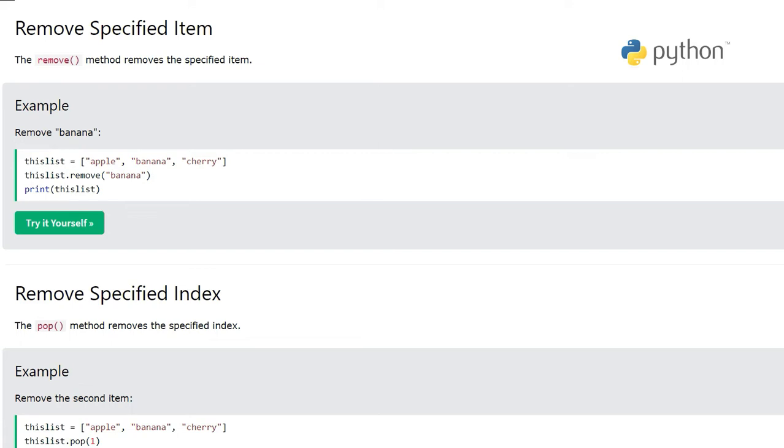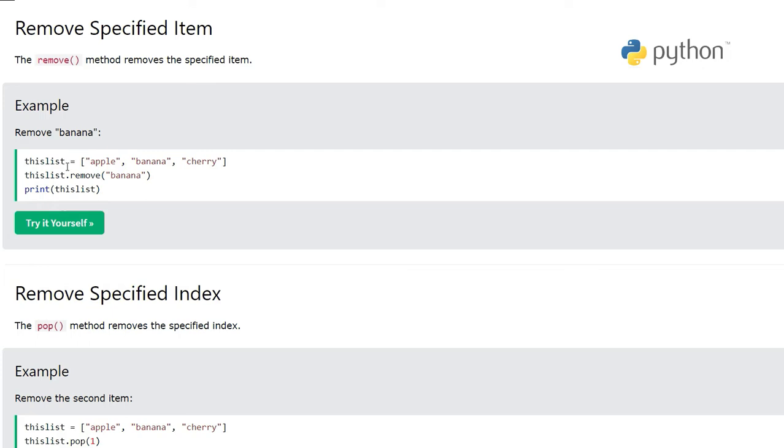In today's video, we will learn how to remove items in a list. As I said, we are going to learn how to remove list items. The first thing we're going to look at is removing specified items. For example, we will use the remove method to remove one specified item.